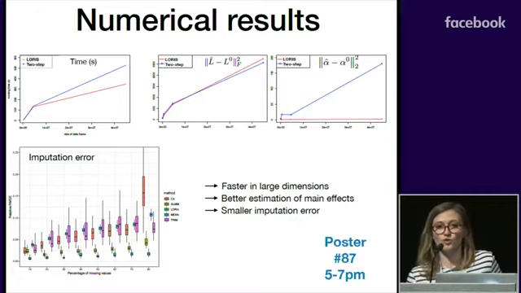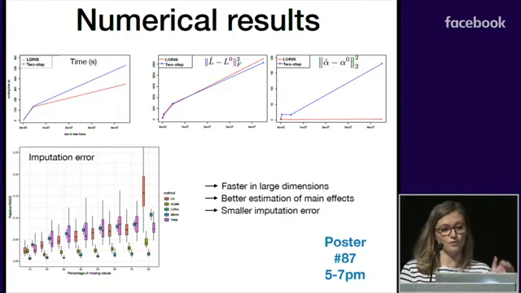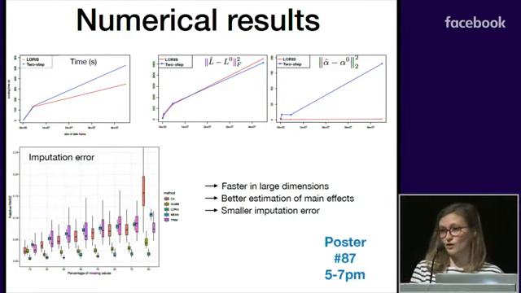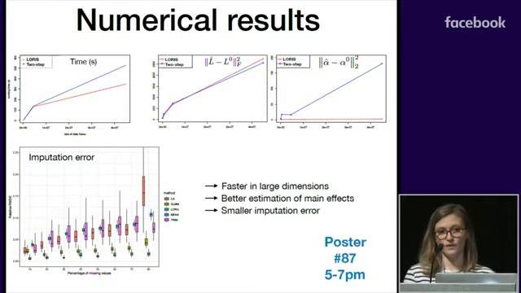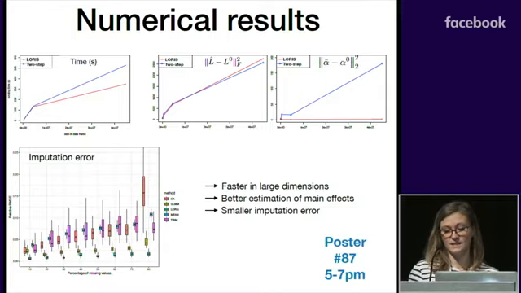Now to conclude, I want to show numerical results which illustrate the theoretical guarantees. On the top three plots, we are comparing our method, which is in red, to a two-step procedure where the main effects and interactions are estimated separately. The first important result is for increasing problem sizes. For large data frames, our method is faster than the two-step procedure, and the second important result is that our estimation error for the main effects is constant for increasing problem sizes, while it increases with the size of the problem for the two-step procedure.